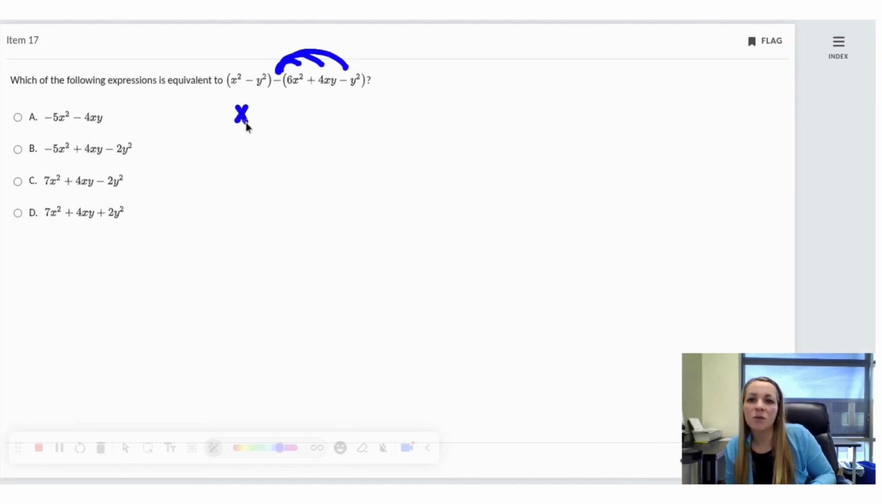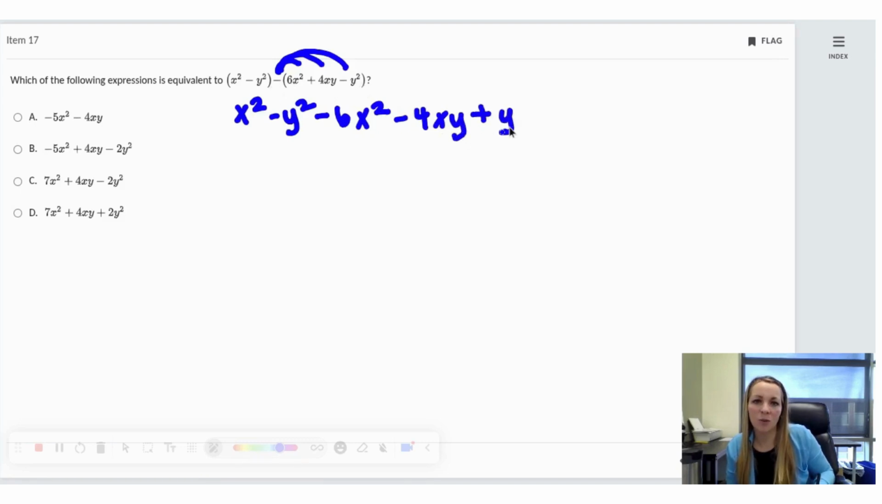So I have x squared minus y squared. The opposite of 6x squared is negative 6x squared. The opposite of 4xy is negative 4xy. And the opposite of negative y squared is positive y squared. That's probably where we need to be the most careful.